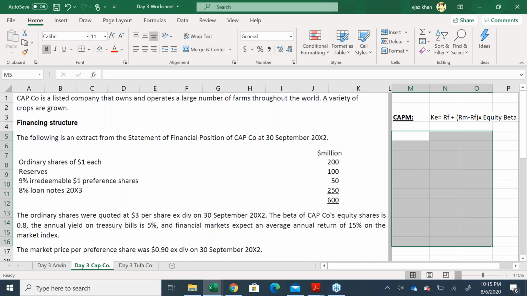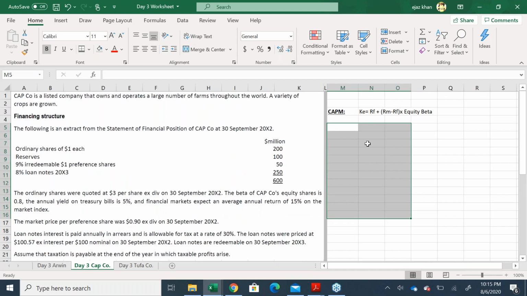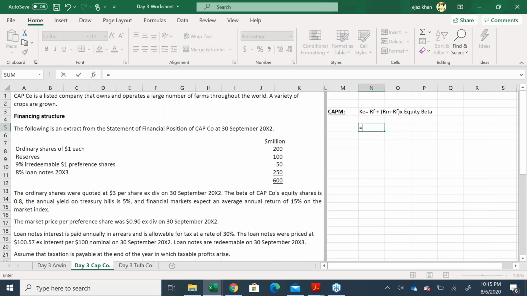Okay, so let's solve it now. It's a relatively easier one. We have 5% as our risk-free return. The market expects 15%, minus 5%, times 0.8. So it's 13%. The cost of equity is 13%.